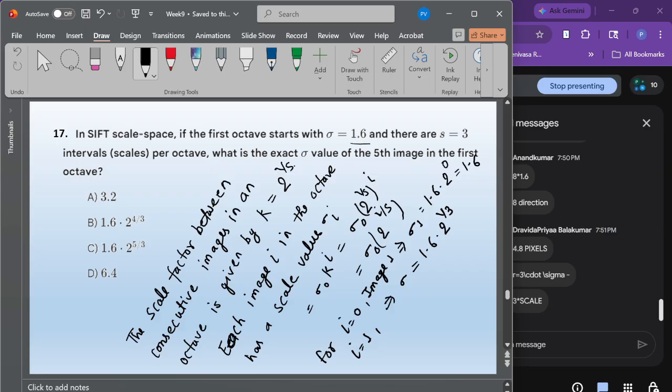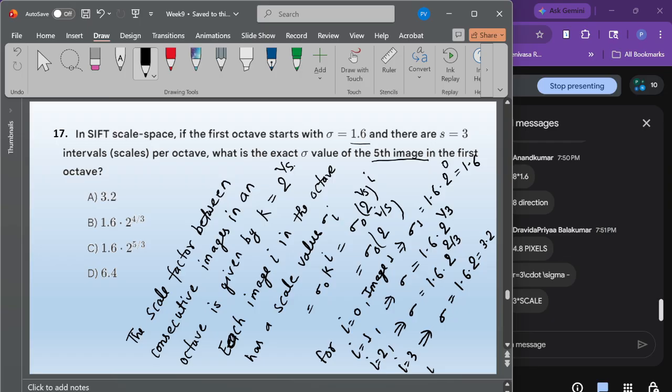Now for the next i, because they are asking for the fifth image in the first octave. So this is our first octave. For i is equal to 2, we need to calculate sigma is equal to 1.6 into 2 to the power 2 by 3, right? Now for the next image, i is equal to 3, sigma you will get is 1.6 into 2 to the power 3 by 3. You can directly calculate it.